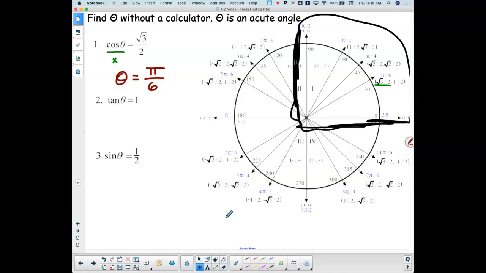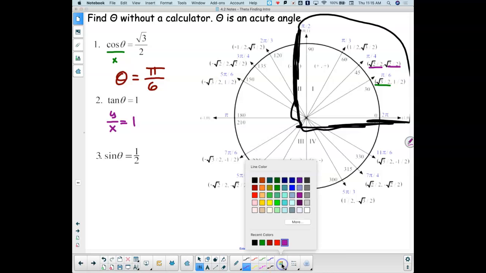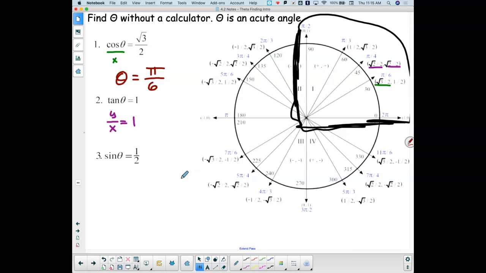Okay. Where in quadrant 1 is the tangent equal to 1? I used green before, so let's use purple this time. So tangent is y over x, right? So if those are going to be equal to 1, Gabe, where are we? Pi over 4, because they have to be the same, right? So x has to equal y, or y has to equal x, and that happens at pi over 4. So theta is pi over 4.